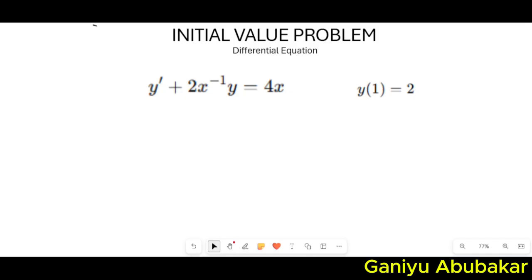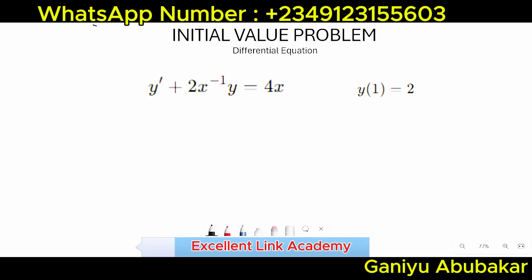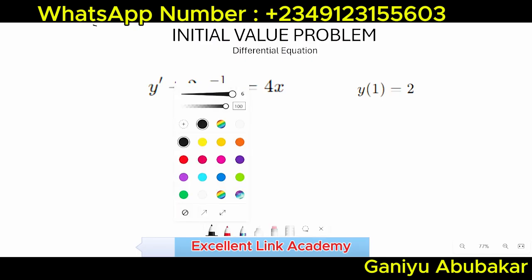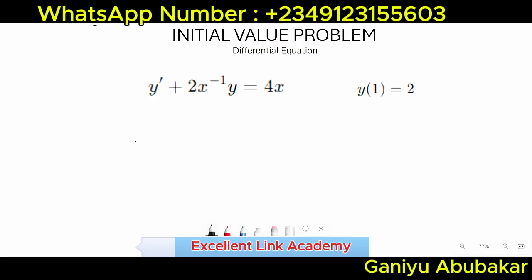Hi there and welcome to this class. For this class, we are going to be looking at how to solve this particular problem using the concept of initial value problem under differential equation. Last class I gave a typical example, just one example under initial value problem. For this class, we'll proceed with the next example under the study of initial value problem.